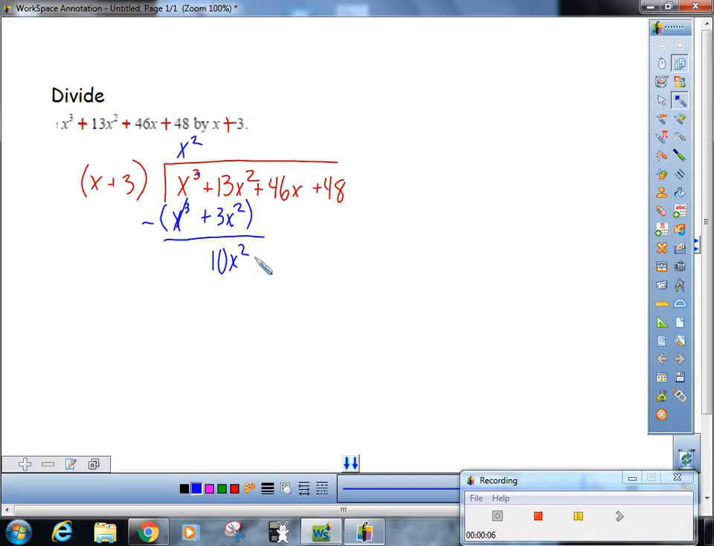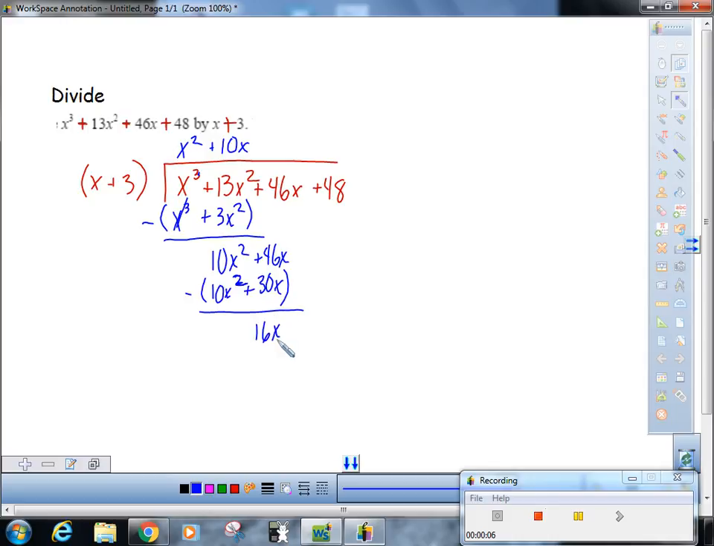How many times does x go into 10x squared? 10x, excellent. 10x times x is 10x squared. Bring down my 46x. I get a 10x squared, plus 30x. Subtract. Isn't it nice when they're always positive? It's just a lot easier. 46x minus 30x is 16x. How many times does x go into 16x? 16 times. Bring down my 48.